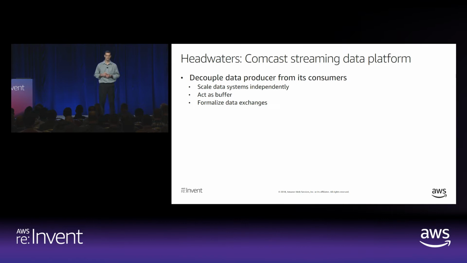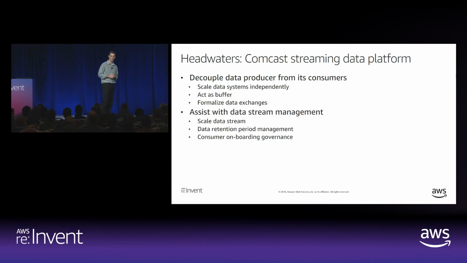And also, it formalizes the data exchange between those applications. So not only from a technical point of view in terms of API and data serialization, but also in terms of processes such as data governance and data security. The second group of objectives is to assist the data team with their streaming needs. So we help them scale the Kinesis data stream appropriately. We help them manage the data retention and onboard consumers.